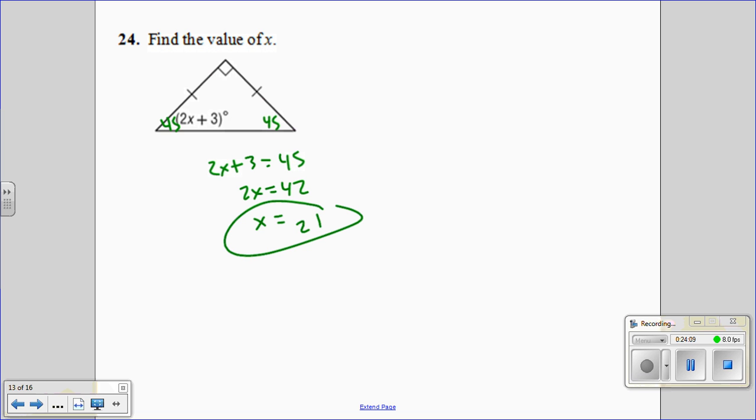So since it's a right isosceles triangle, there's only one type of right isosceles triangle. And again, that's 45, 45, 90 degrees.